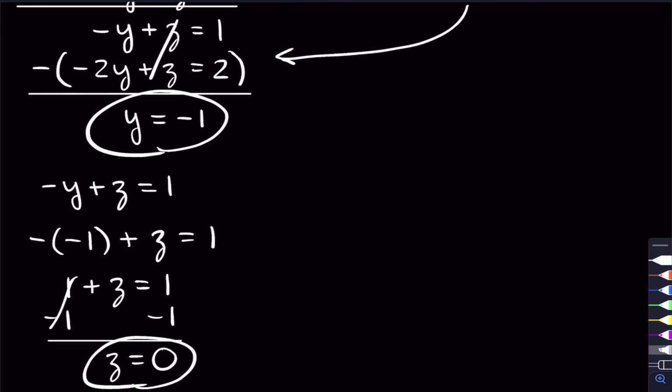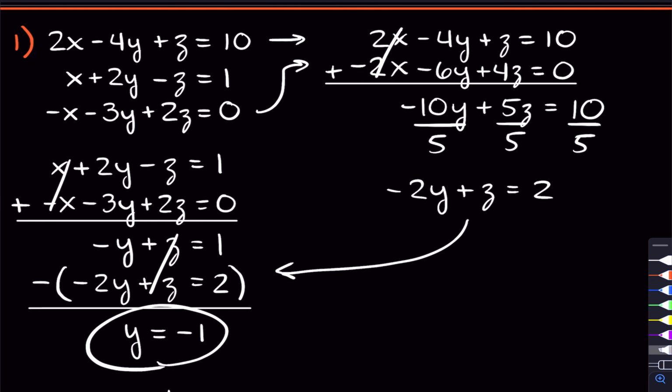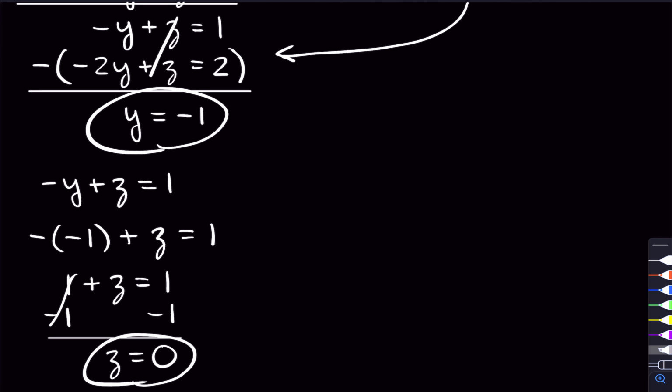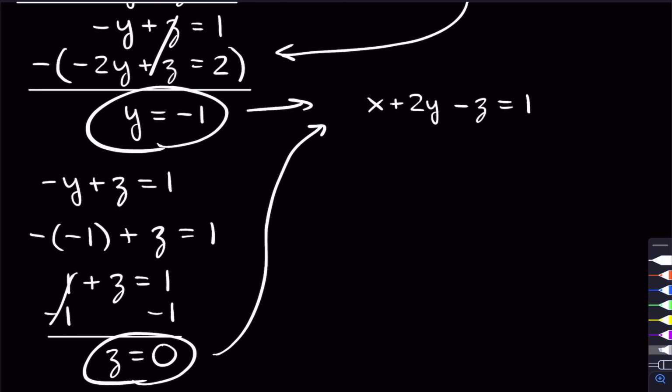And now that we've solved for z and we've solved for y, what we can do is come back up here to the top and pick one of these equations. I think I'm going to pick the second one. That looks like the easiest to plug into. And we plug in our value of y, and we plug in our value of z. So the only thing left is x, and we solve for x.